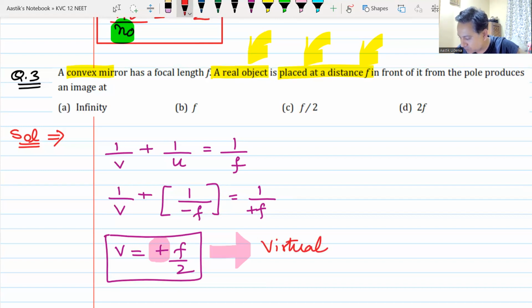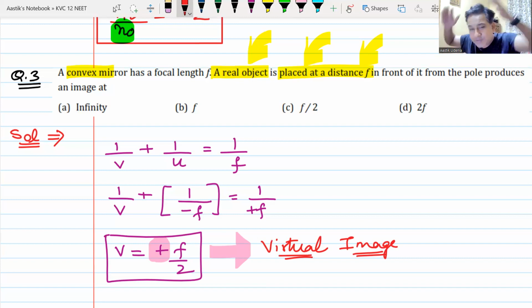Virtual image. Remember, I told you, convex mirror cannot do one thing. What is that thing it cannot do? It cannot create a real image of a real object. Here the object was real, so the image has to be virtual. Do we remember this? And see, the answer is coming. I also told you, image is always formed between the pole and the focus of the convex mirror. See, it is between the pole and the focus.